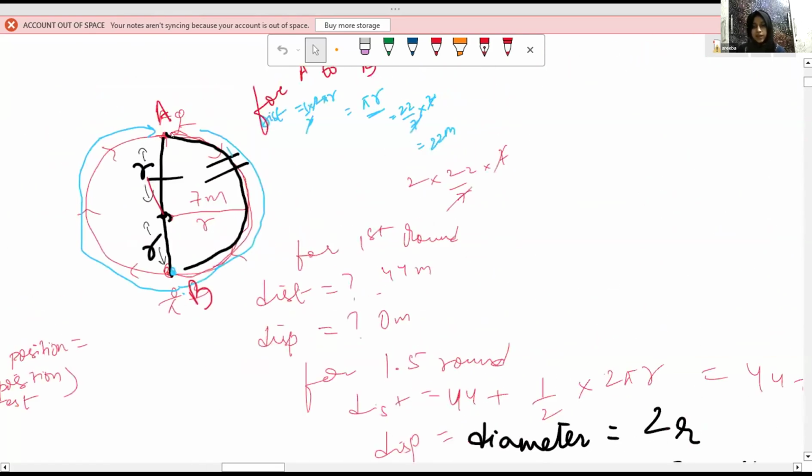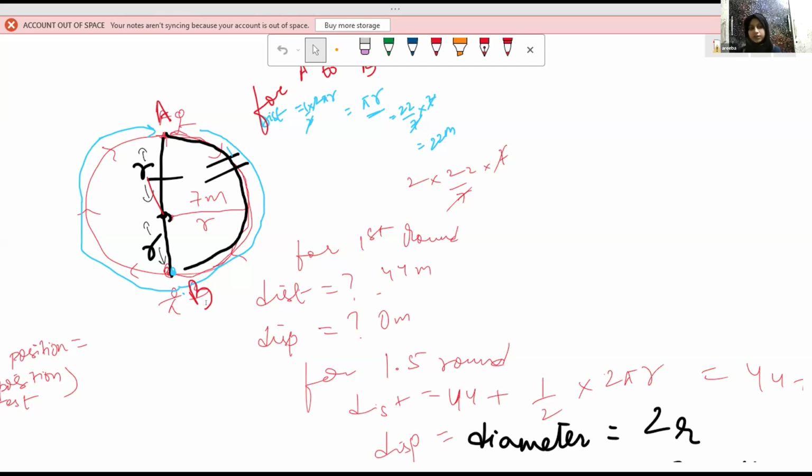Let's say A and B. If the person has moved from here to this point, what will be the distance? It is going to be half of the perimeter, or half of the circumference. What is the perimeter of a circle? Do you know the formula? 2 pi r, I guess.